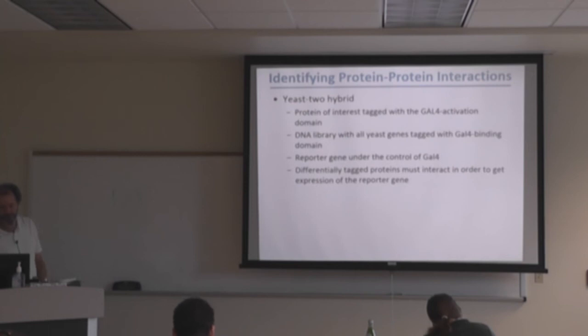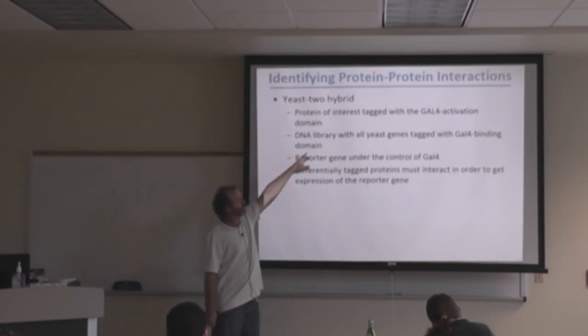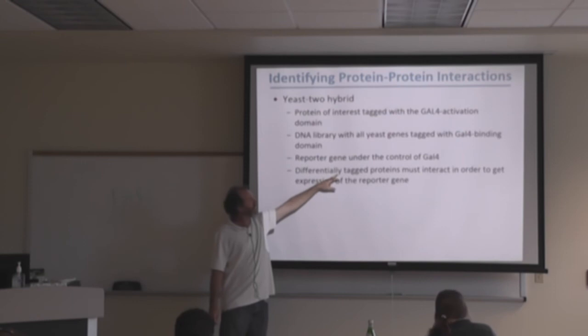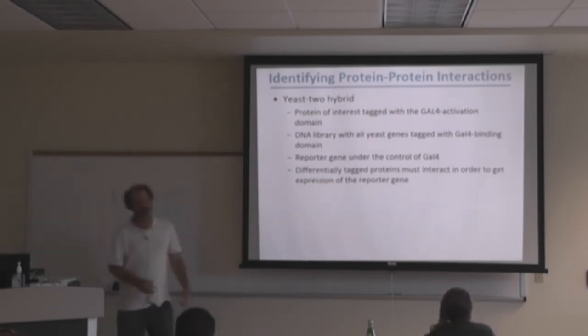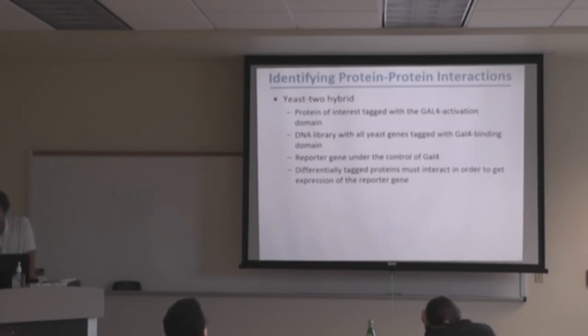Another method is the yeast two-hybrid system. The protein of interest is tagged with the Gal4 activation domain. A DNA library with all yeast genes is tagged with the Gal4 binding domain, and the reporter gene is under control of Gal4. The differentially tagged proteins must interact to get expression. So where you get expression of the reporter gene is where those proteins interact. And the animation they gave for that is pretty good, if I can do that again without killing this.